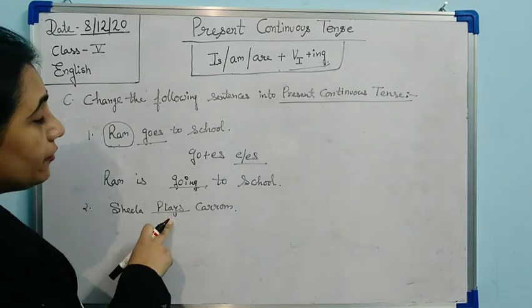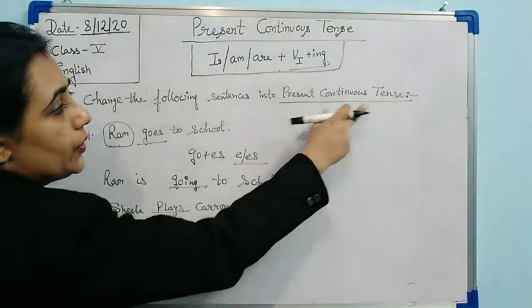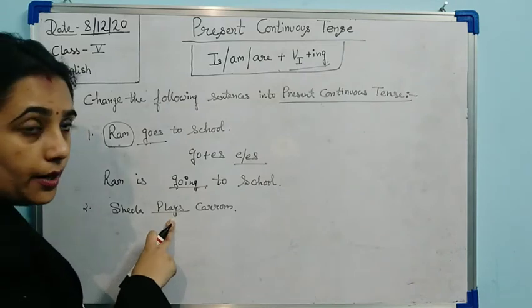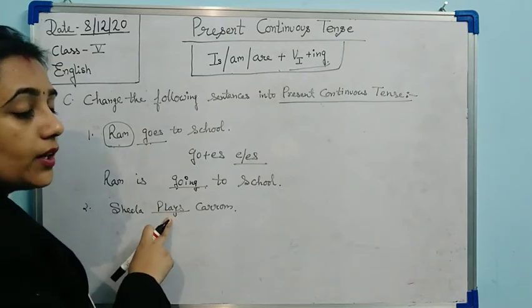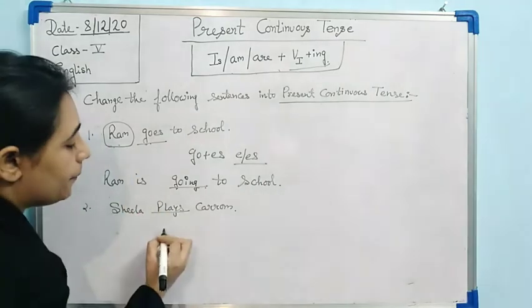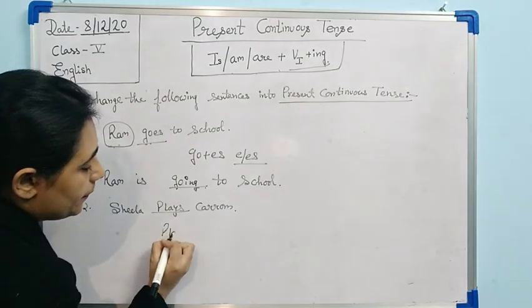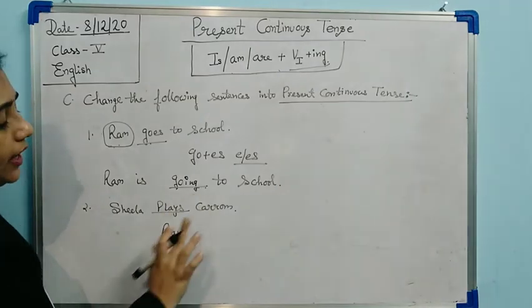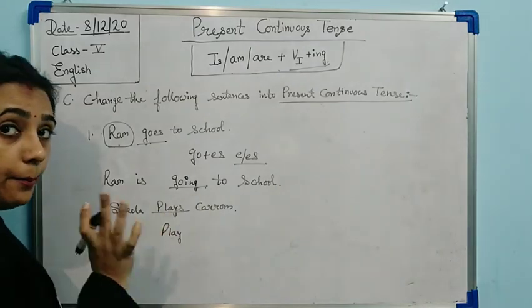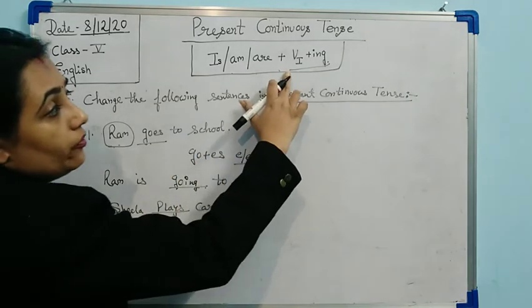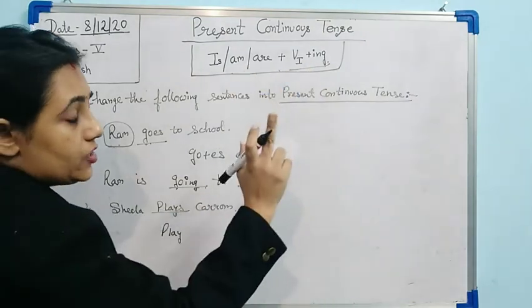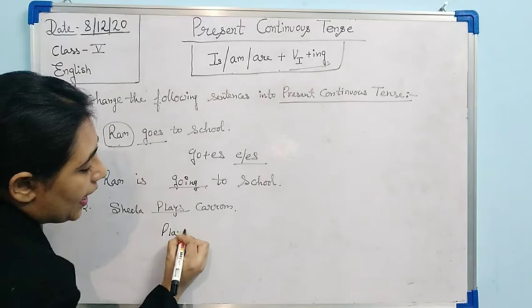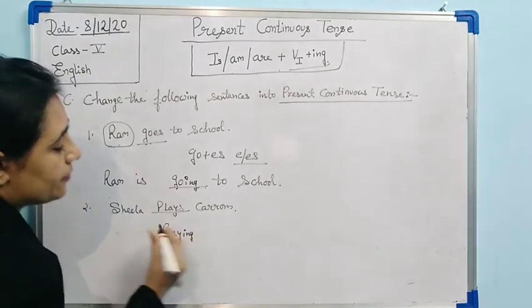Now, we have to convert it into present continuous tense. How will we convert? First, we will convert the verb. Plays. What is the base form? Play, P-L-A-Y. Okay. Now, we got the verb play. Now, verb first form plus ing. So, we will get the verb play, ing, playing.